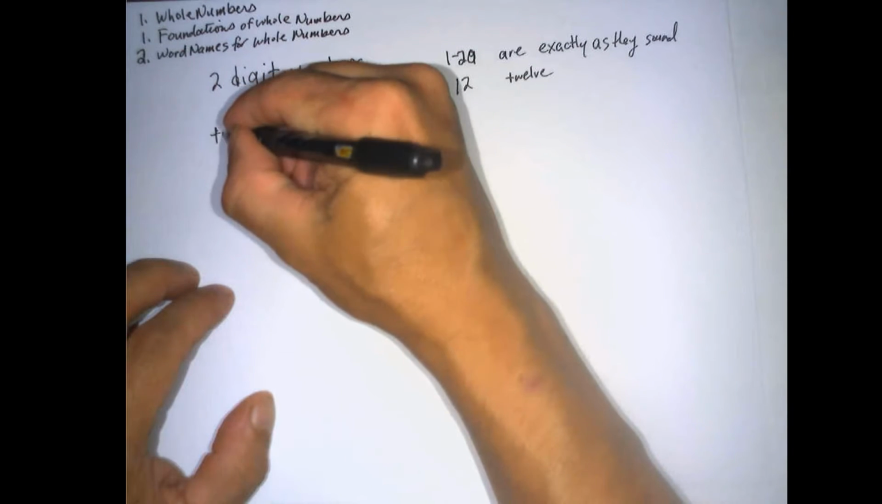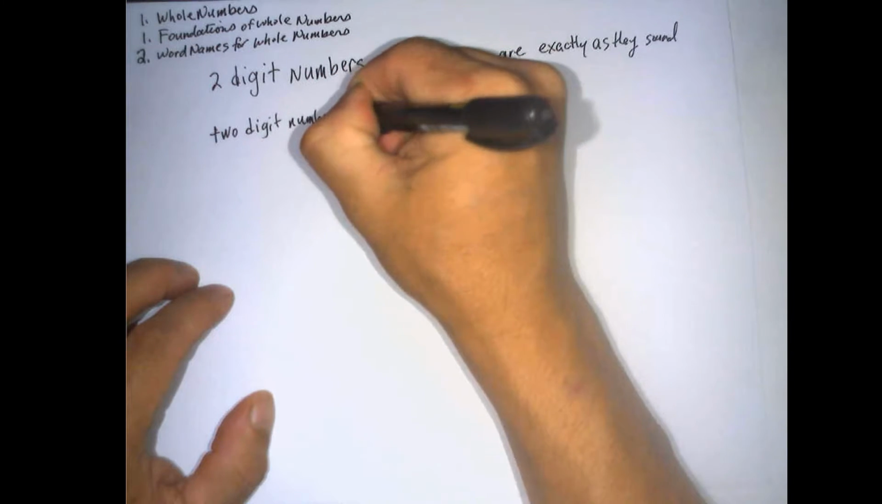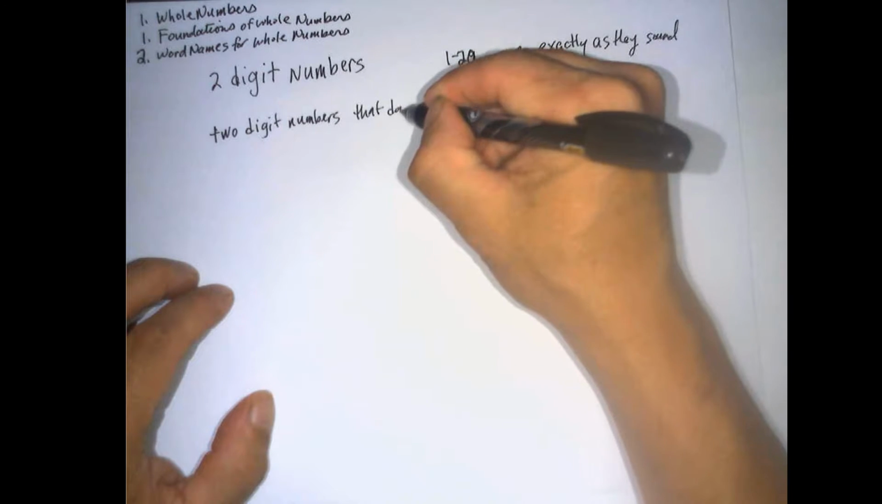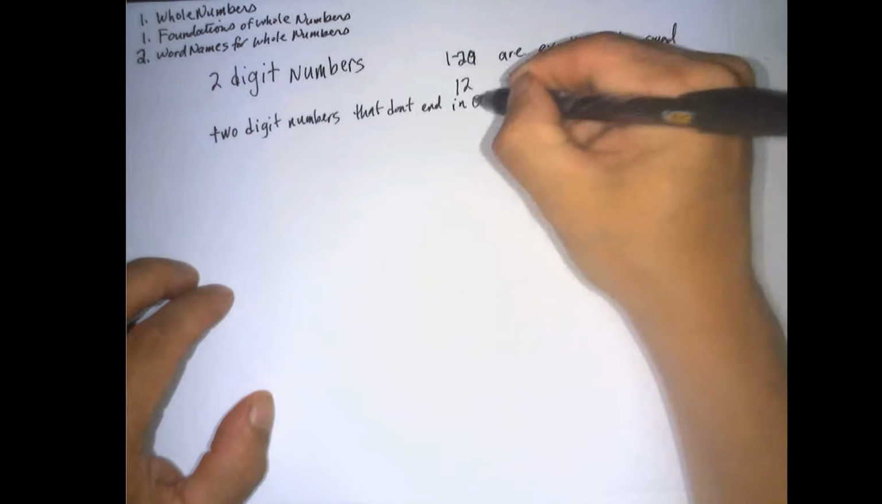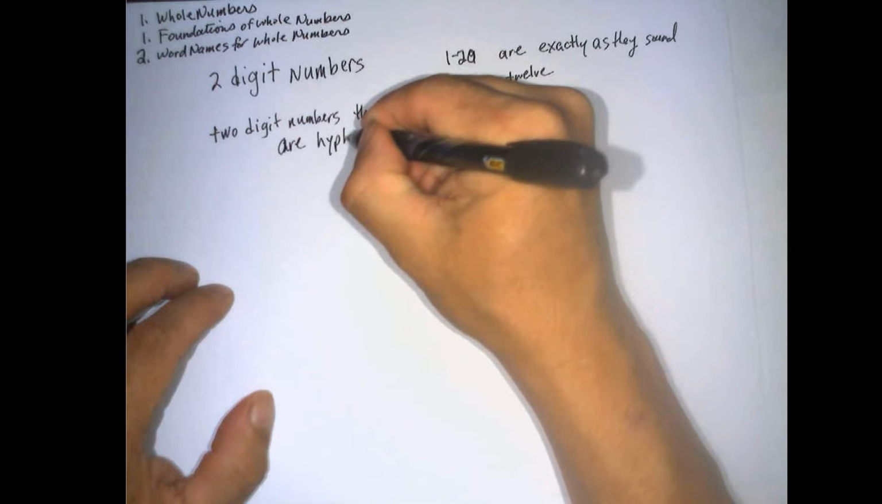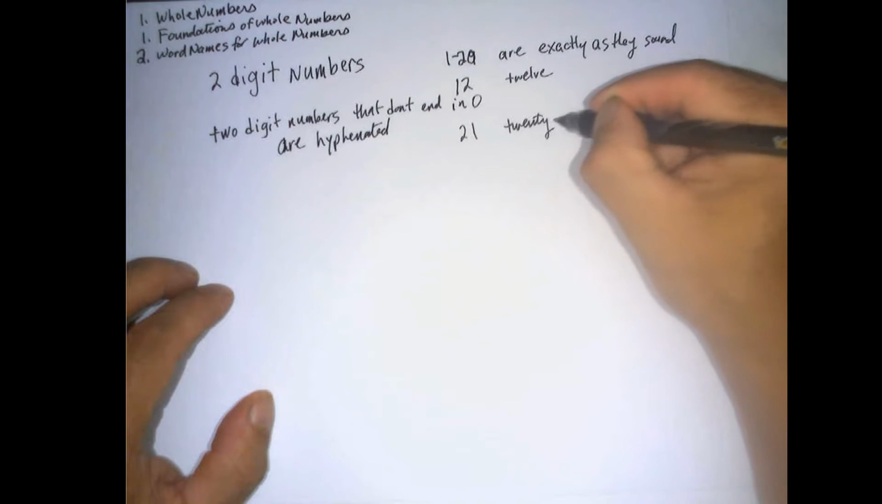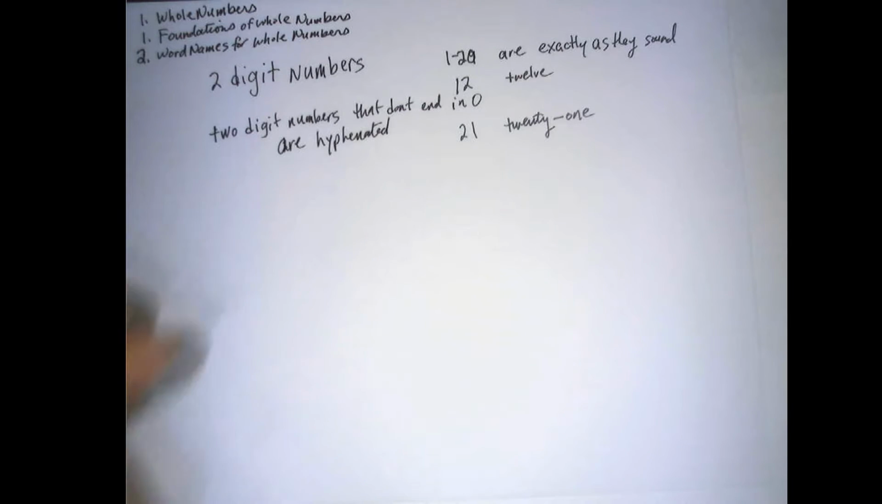Now, once you get to 20, 21, two-digit numbers that don't end in 0 have a hyphen, or are hyphenated. So 21 is twenty-one. 22, 23, 24, all the way to 30, and 30 doesn't have a hyphenated part. So 30, 40, 50, 60, 70, 80, 90, that has no hyphenated part. And once you get there, you get to 100.